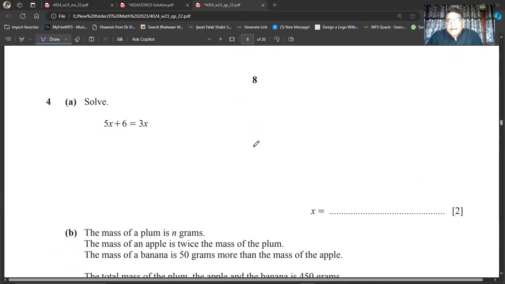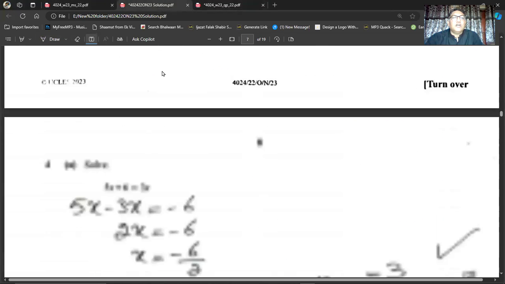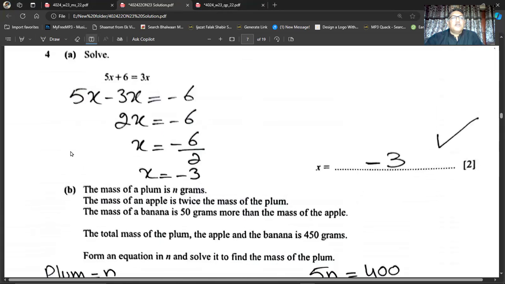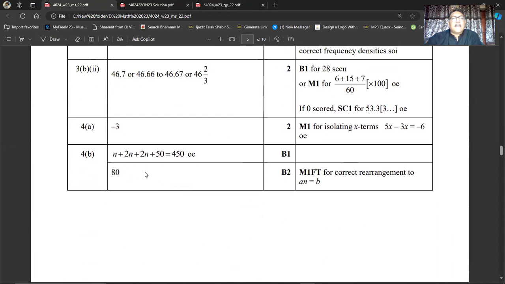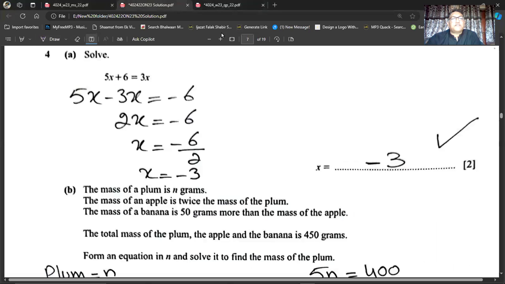So he says, 5x plus 6 is equals to 3x. We have to find the value of x. So with the terms which have x, bring them onto the same side and then make the x alone. And here we go. So 5x minus 3x is equals to minus 6, and 2x equals to minus 6, x equals to minus 6 by 2, and x will be equals to minus 3. So the value of x is minus 3.